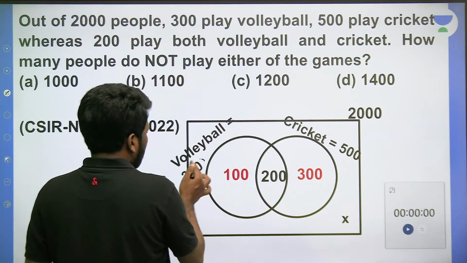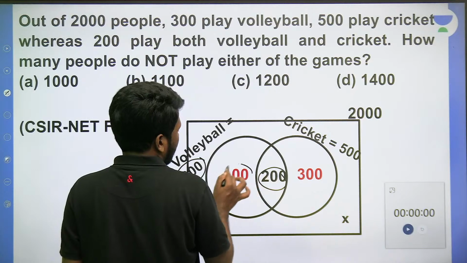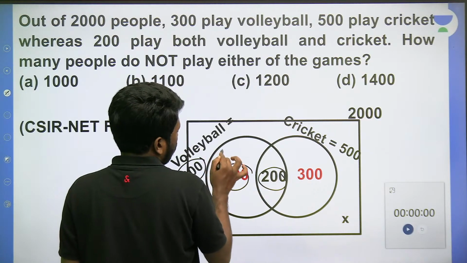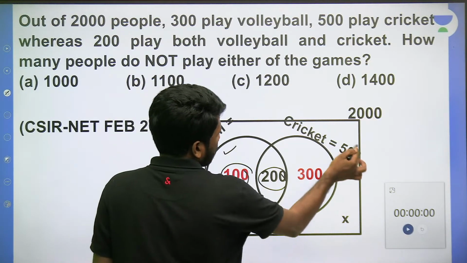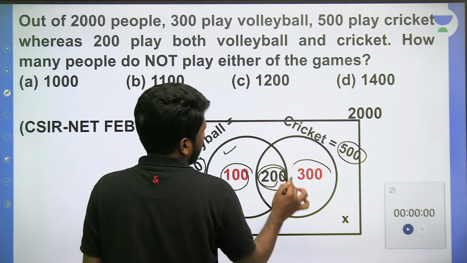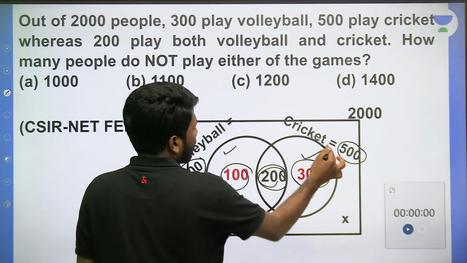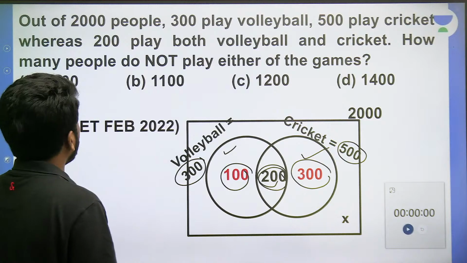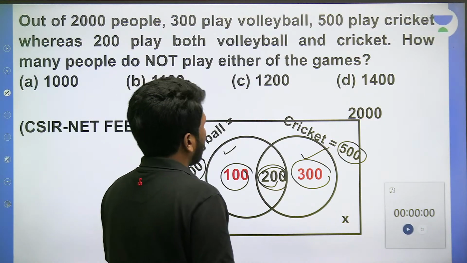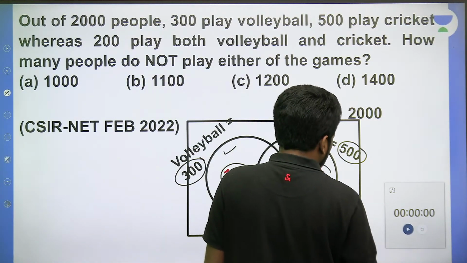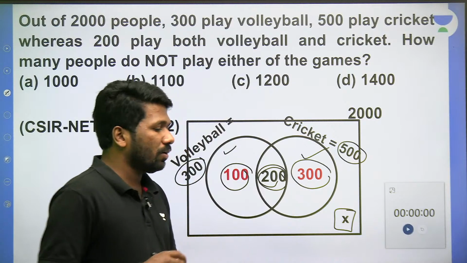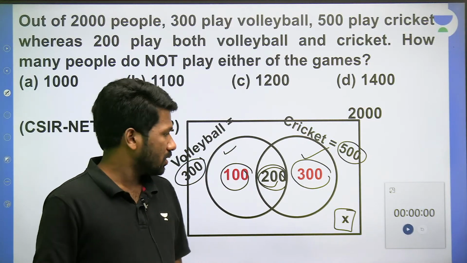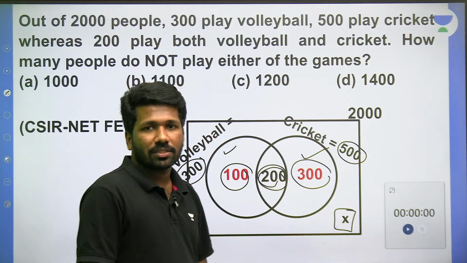That means 300 minus 200, 100 will be the people who play only volleyball. This is the only volleyball region. Similarly, 500 minus 200, 300 is the people who play only cricket. This is the only cricket region. Now, what is the question asking? How many people do not play either of the games? That means how many people are outside the cricket or volleyball set? This is our required unknown X.